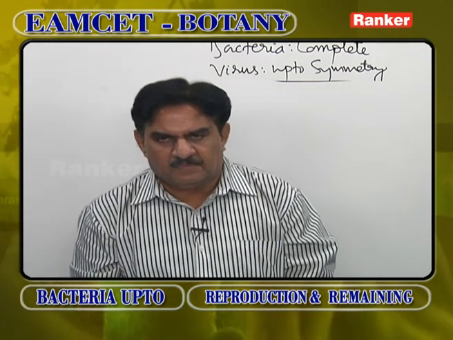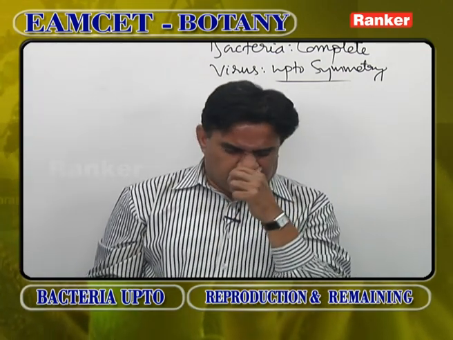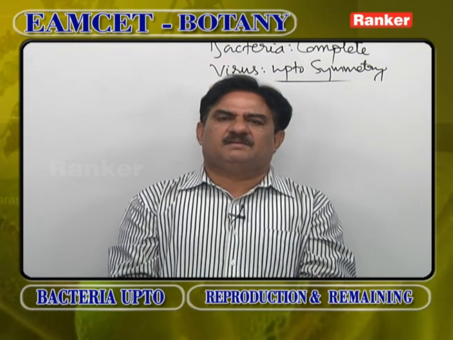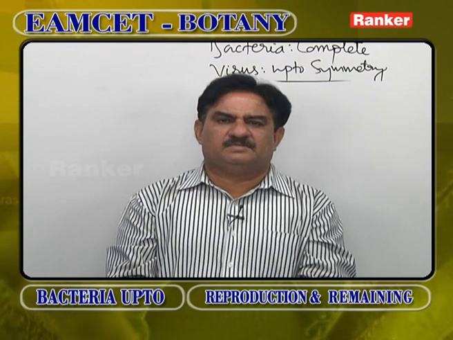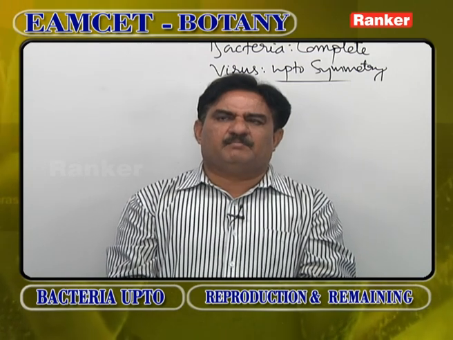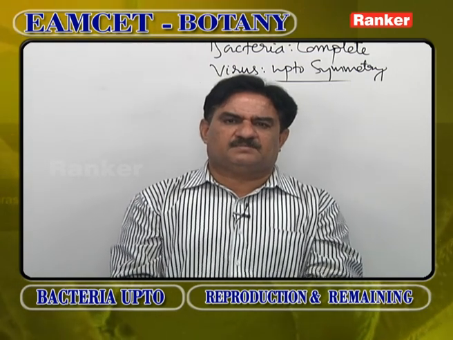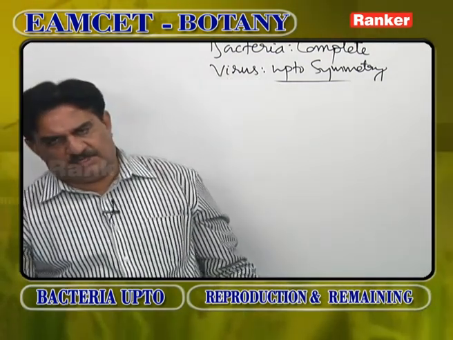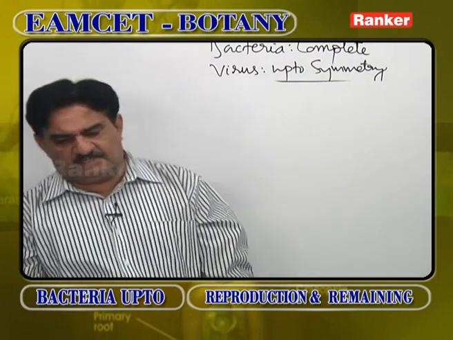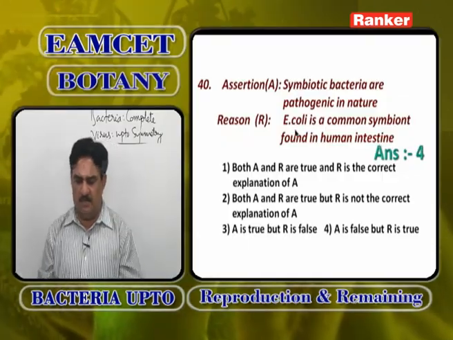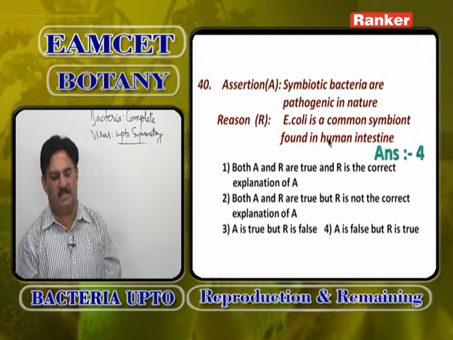For example, Rhizobium is useful in nitrogen fixation by living in root nodules of legumes. Rhizobium contains a specific enzyme called nitrogenase. Nitrogenase breaks the strong triple bond of molecular nitrogen present in nature. So, the statement that symbiotic bacteria are pathogenic in nature is wrong. Escherichia coli is a common symbiont found in the human intestine is correct.